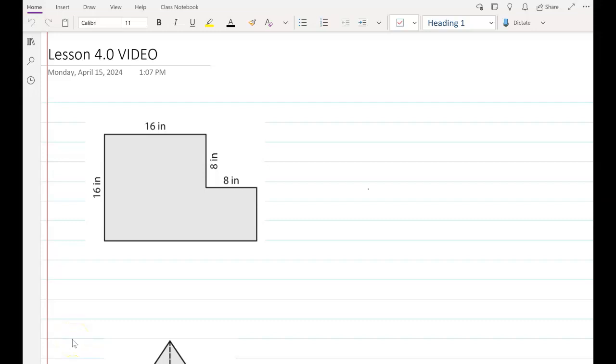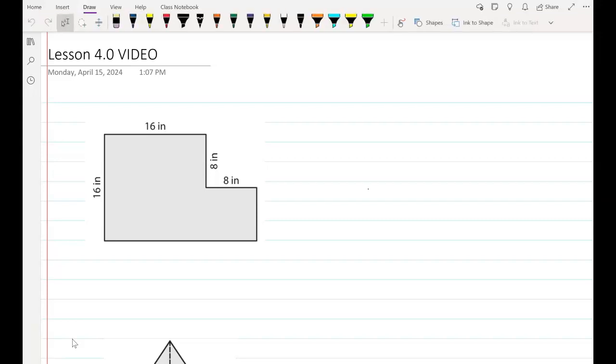Welcome back, math friends. Today we are going to be taking a look at how to find the area of composite shapes. Composite shapes, those are shapes made up of different basic shapes. Start off with a fairly simple one here.